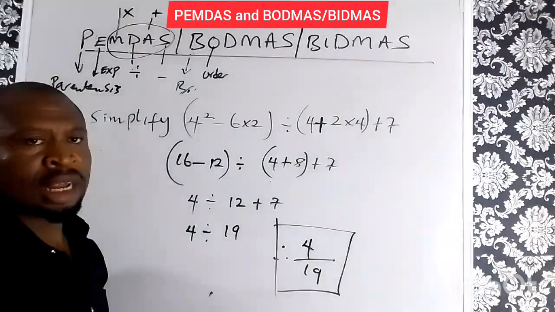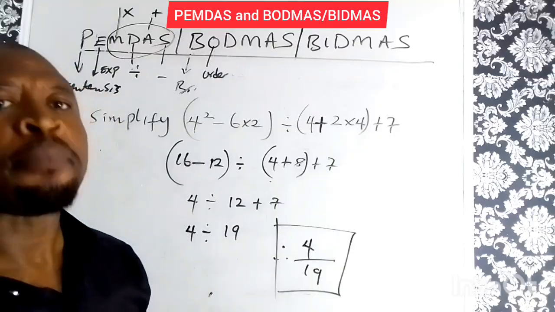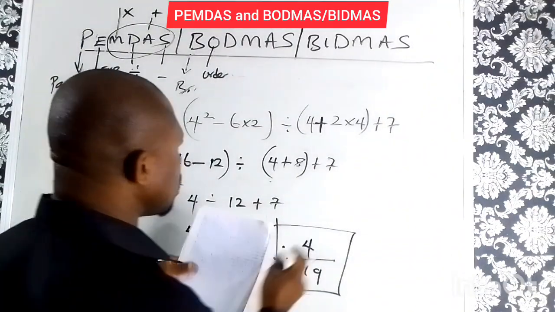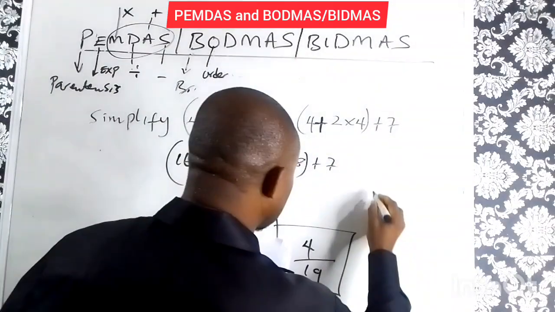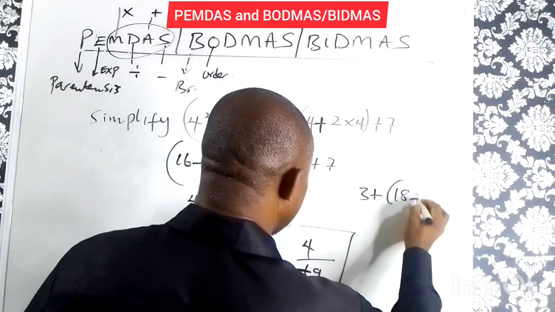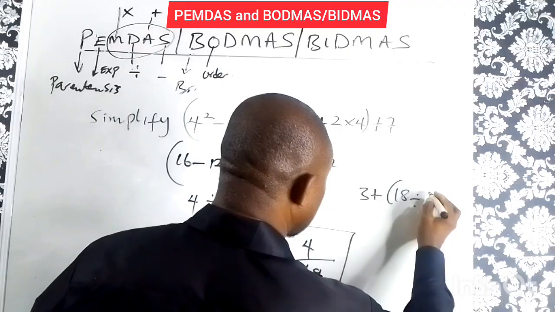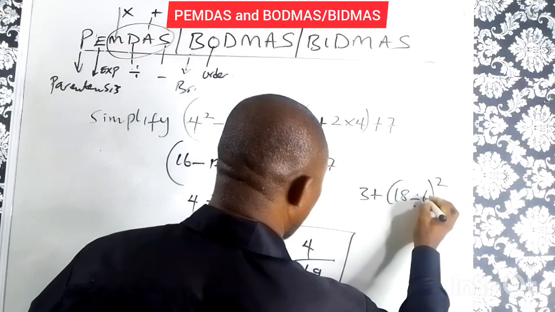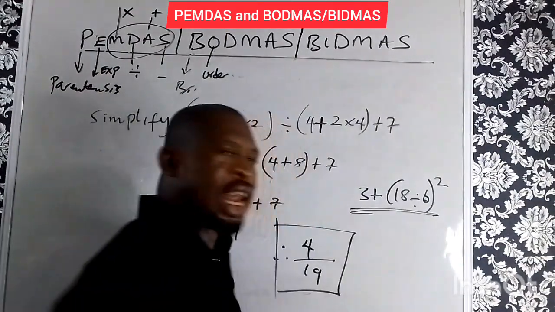Now, if you really understood what we have there, please help me solve this one that says 3 plus 18 divided by 6 minus 18 divided by 6, everything all squared. Alright, so help me simplify this and then put the answer in the comment section.